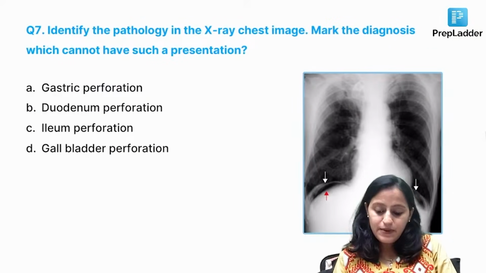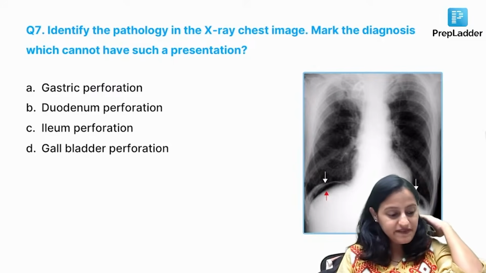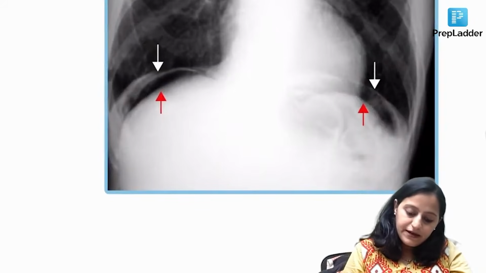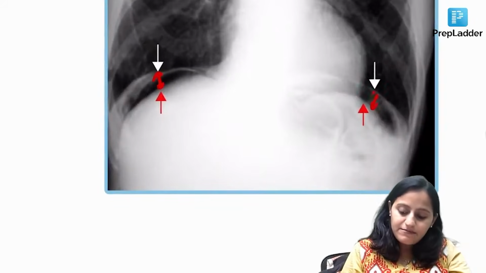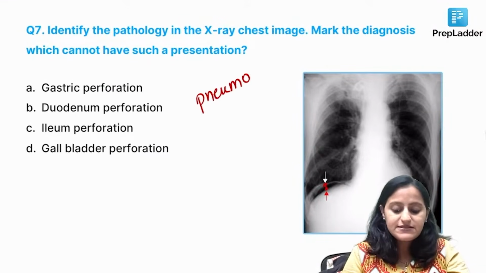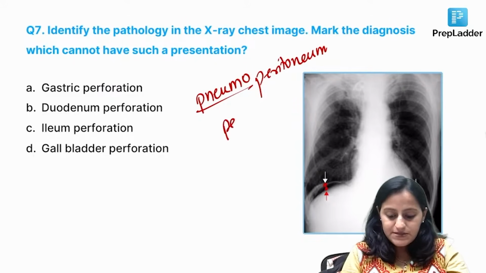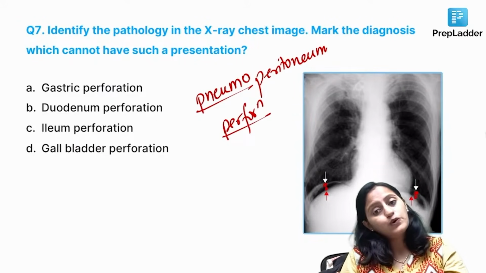Going to the next one. Right, of course, you know the diagnosis here. This is a very, very important image. Here you can see the black air under the diaphragm. So what is the diagnosis here? This air is pneumo. In the abdomen, this is pneumoperitoneum, which occurs because of perforation of a hollow viscus organ.